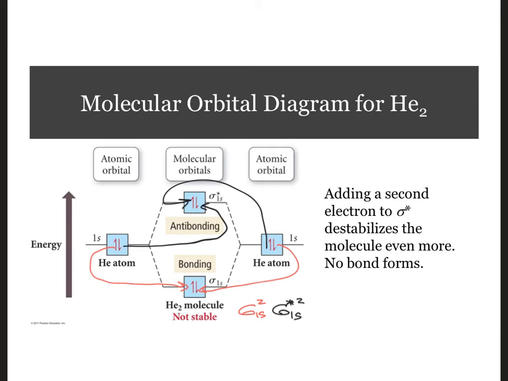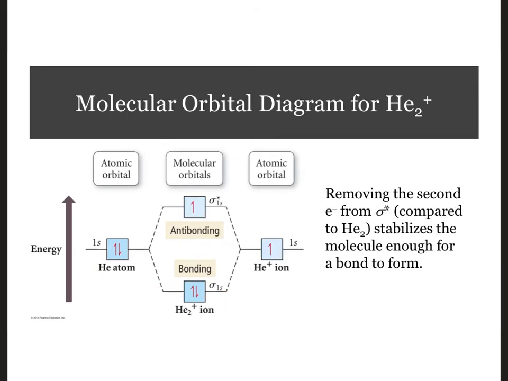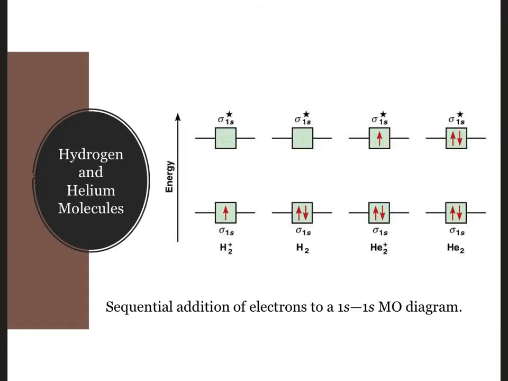What would happen if we removed an electron, though? Taking just 1 electron from the anti-bonding orbital stabilizes the molecule enough for the diatomic helium cation to form, He2+. Now we have enough data on molecular orbitals to put it all together. Let's do that. If we consider the sequential addition of electrons to a 1s-1s molecular orbital diagram, we see that we can form a bond all the way up to the completely destabilized hypothetical helium molecule.